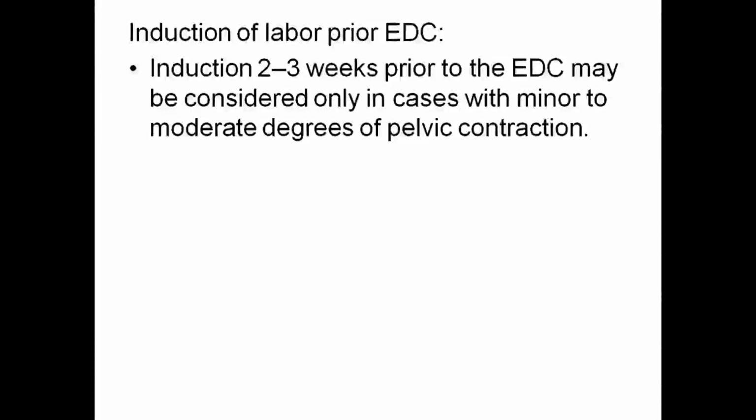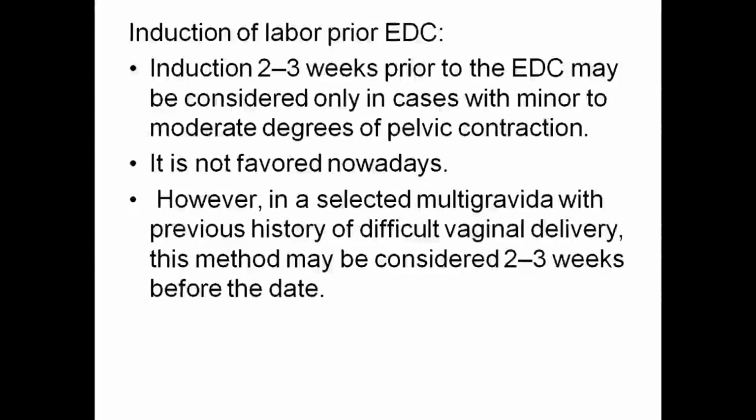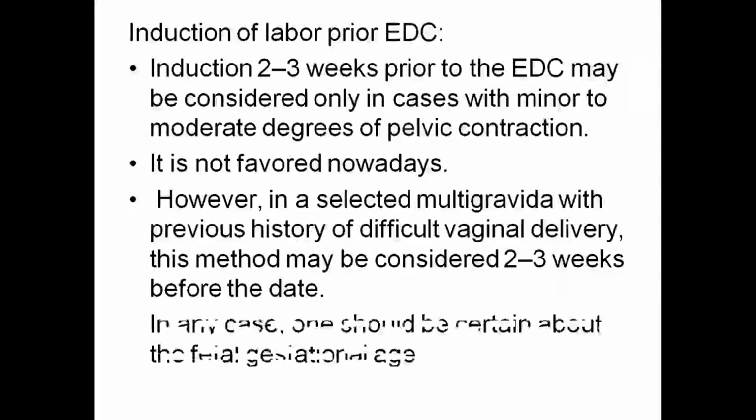Induction of labor prior to the expected date of delivery. Induction of labor 2 to 3 weeks prior to the EDC may be considered only in cases with minor to moderate degrees of cephalopelvic disproportion. It is not favored nowadays. However, in selected multigravida with previous history of difficult vaginal delivery, this method can be considered 2 to 3 weeks before the date. In any case, one should be certain about the fetal gestational age.